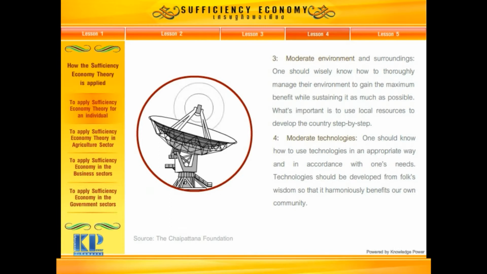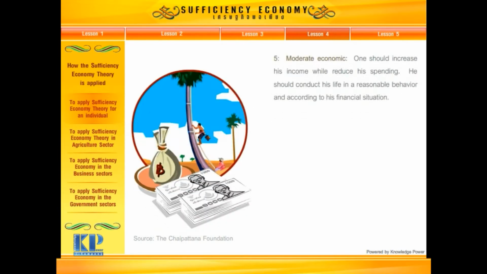4. Moderate technologies. One should know how to use technologies in an appropriate way and in accordance with one's needs. Technologies should be developed from folks' wisdom so that it harmoniously benefits our own communities. 5. Moderate economic. One should increase his income while reducing his spending. He should conduct his life in a reasonable behavior and according to his financial situation.